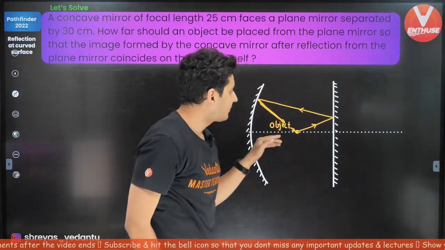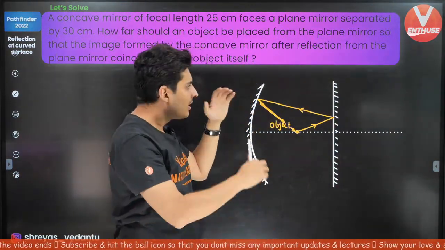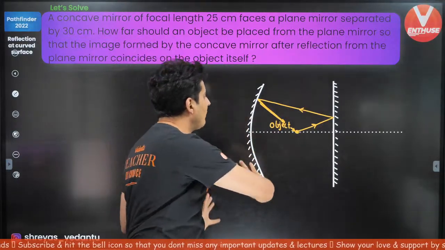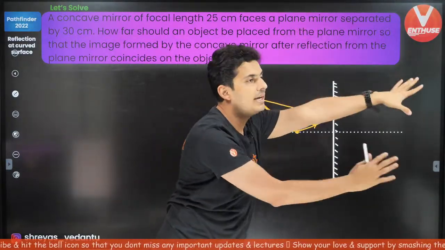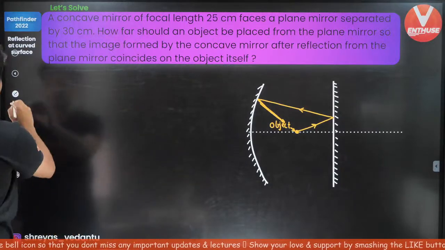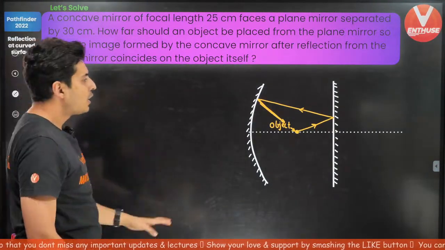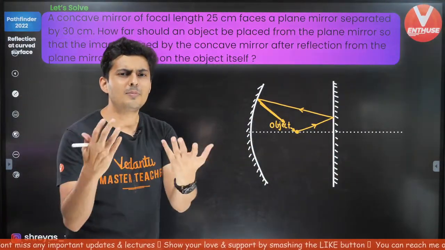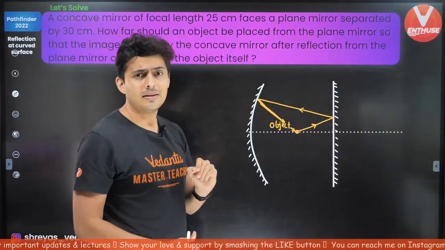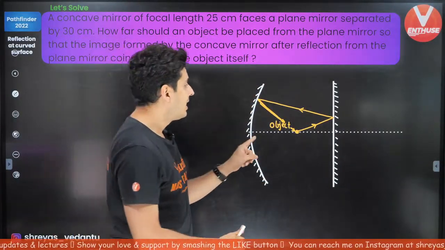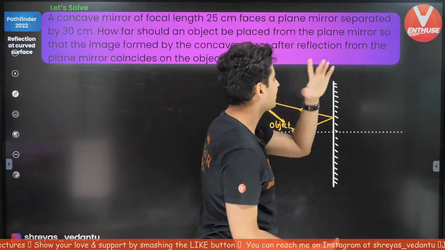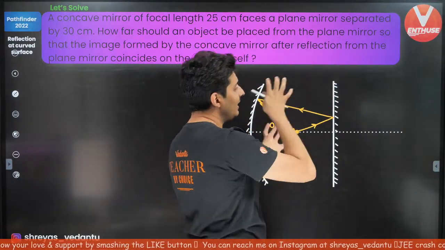This plane mirror, when it is reflecting this ray, all it's doing is replicating whatever is in front of it, behind it. So instead of showing the mirror, it's better to forget the mirror and think as if the rays are traveling in a straight line. So whatever is there in the front will be behind.